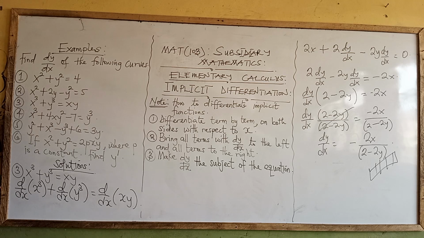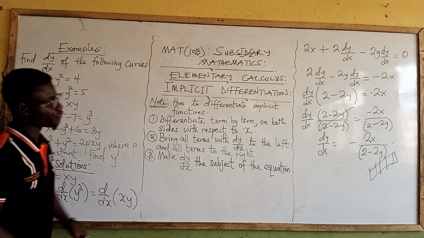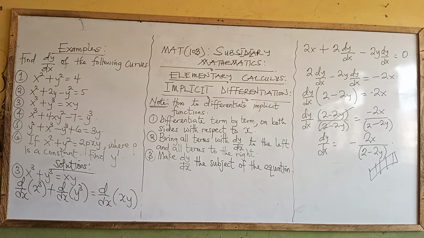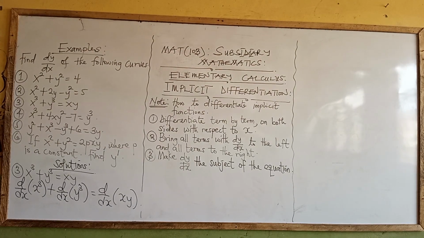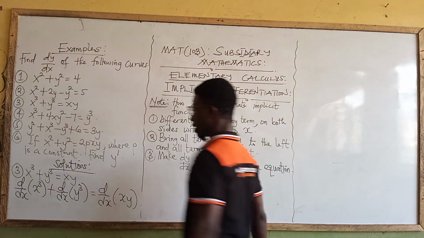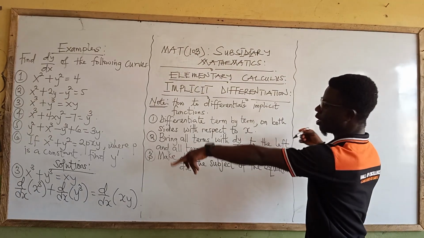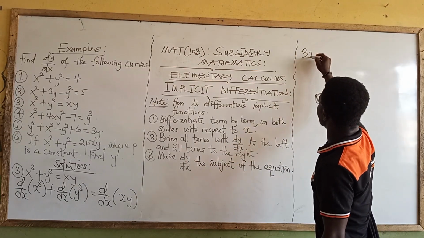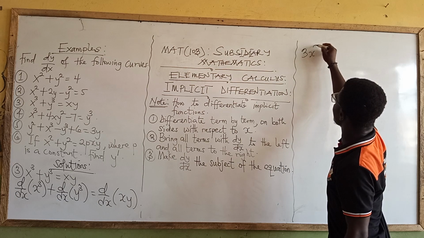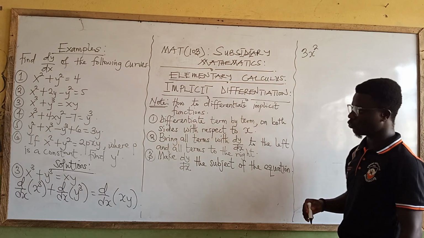Now, how best can we solve that? Let's see. We are differentiating. How do we differentiate x cubed with respect to x? 3 comes down, then we subtract 1 from the exponent, so we get to the power 2.